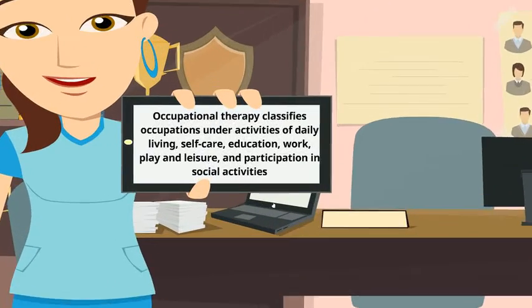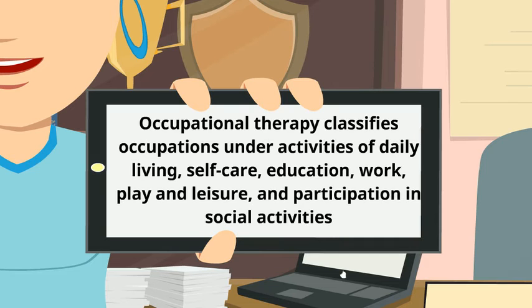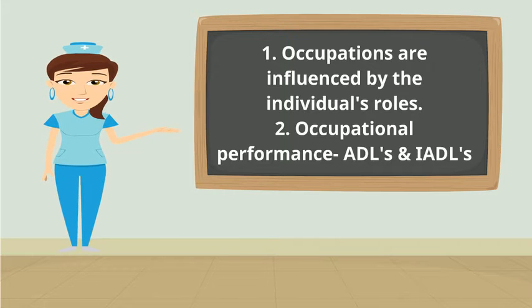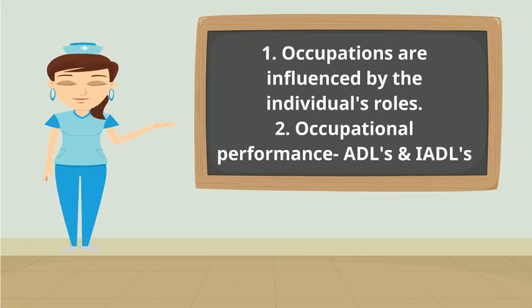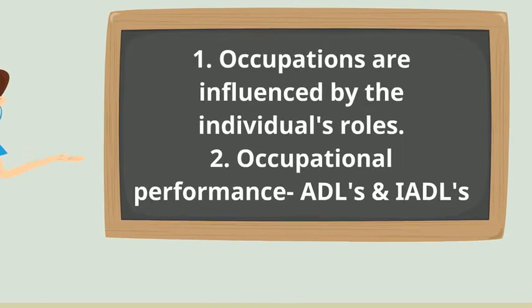Let's see which core concept was just demonstrated. Occupations are influenced by the individual roles. This example demonstrated occupational performance as Stanley worked with Becca on activities of daily living and instrumental activities of daily living.